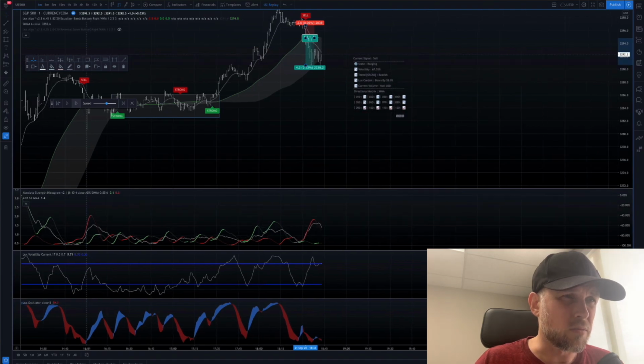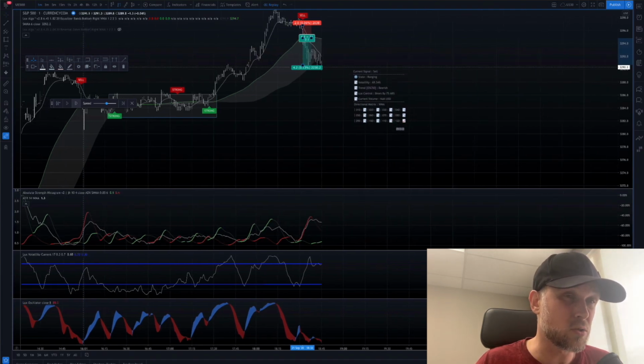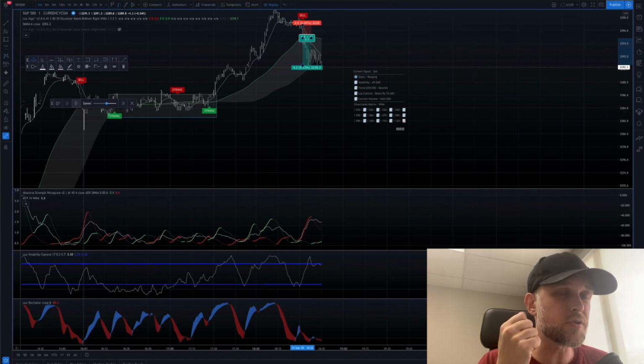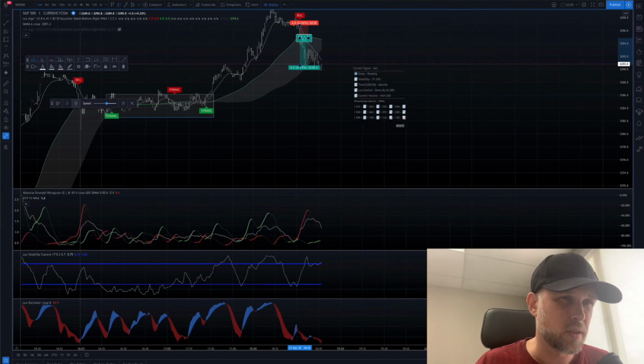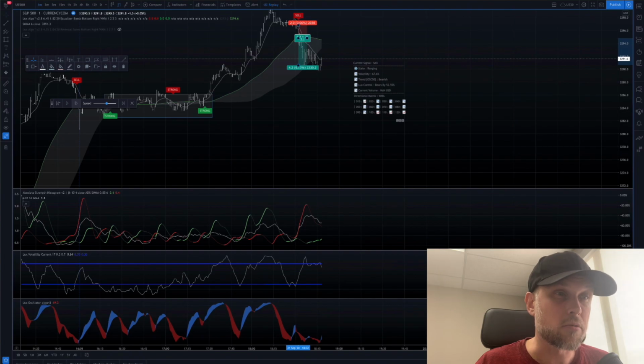As you can see, we probably could have stayed in the trade. Now this is where I'll talk about a third trade. If I'm taking a third trade, I'm going to hold on to that third trade until I cross my moving average. Right there, for instance.